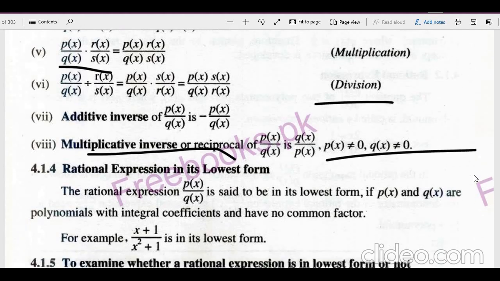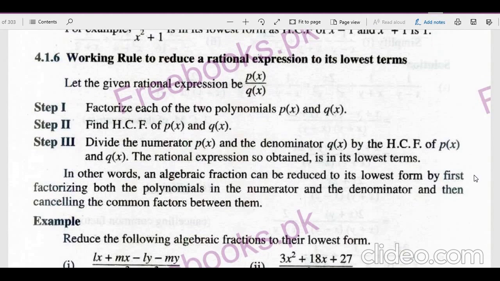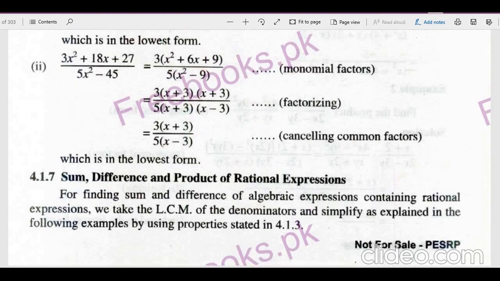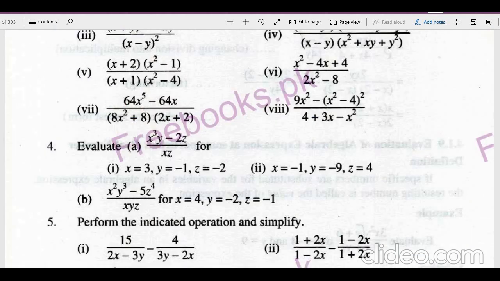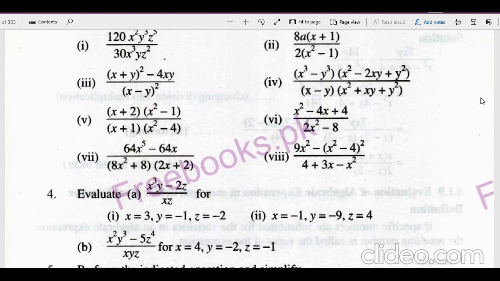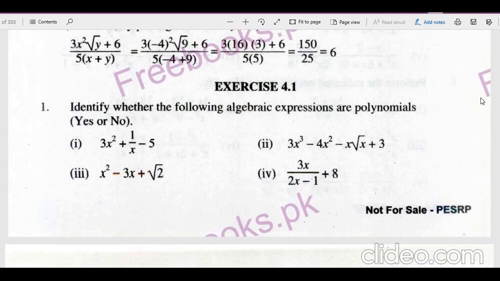Okay, now let's move to the exercise which you will have to do. Let's discuss some portion of your exercise 4.1. Question number 1: identify whether the following algebraic expressions are polynomial or not, yes or no. Just identify all of these, whether they are polynomials or not.